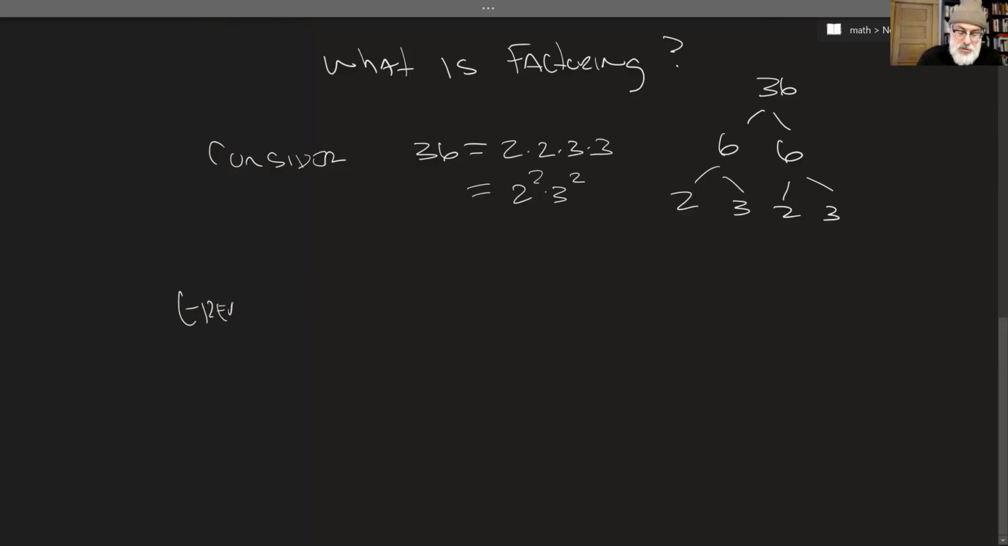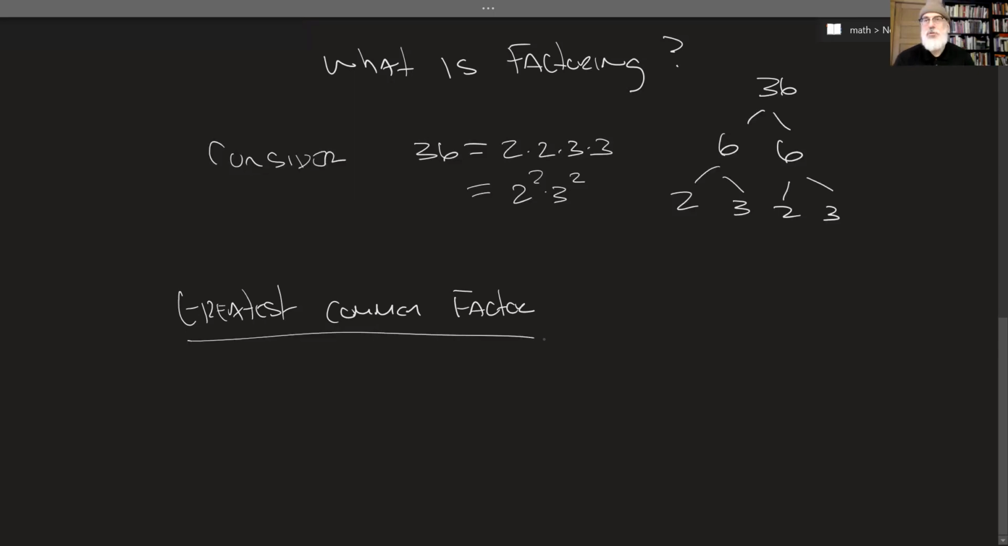So let's look at the greatest common factor. The greatest common factor is the first thing you always want to look at when you're factoring a polynomial. You want to look at all the terms of the polynomial and see if they have anything in common.